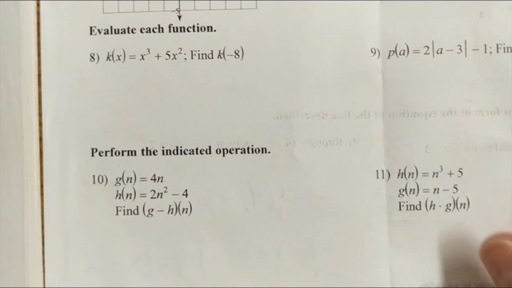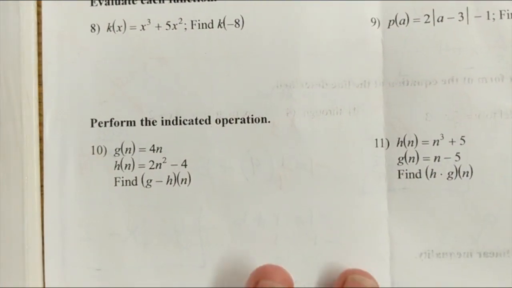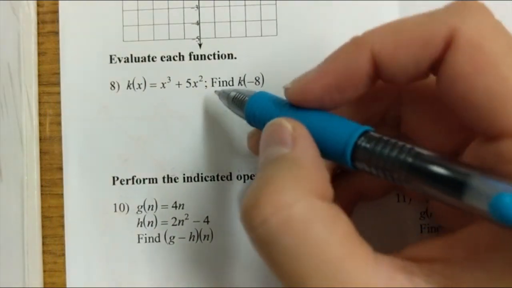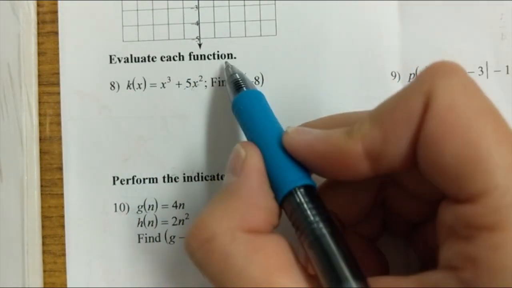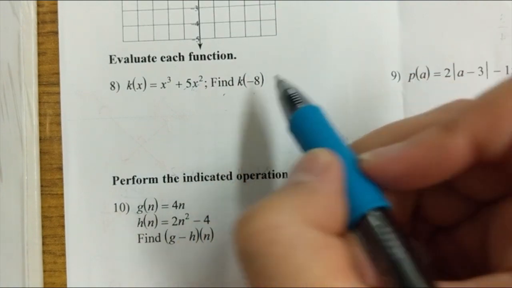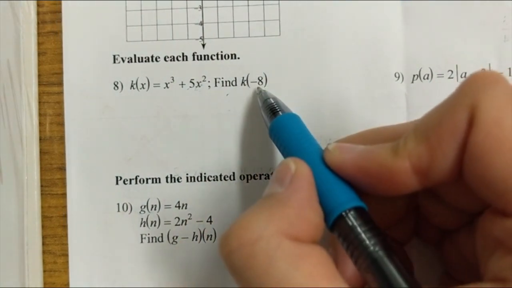All right, we're on page 2 of the review. I'm going to go ahead and skip number 7. We're going to go to number 8. All right, k of x is equal to x cubed plus 5x squared. We're going to evaluate each function. So find k of negative 8.